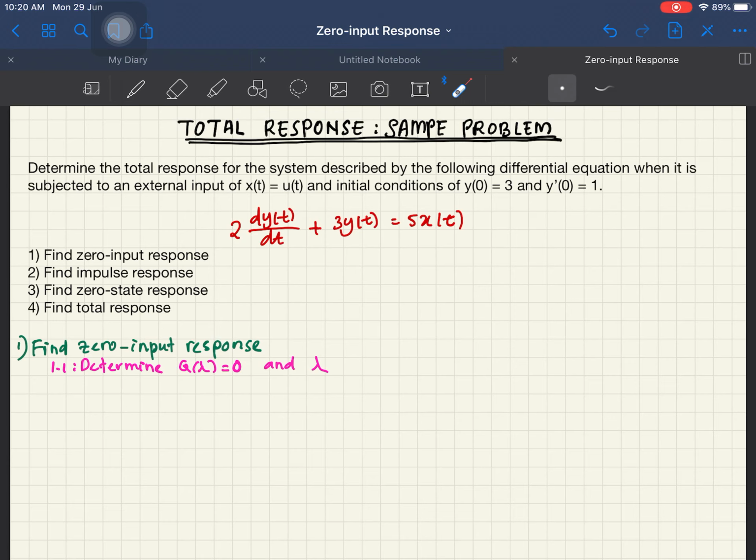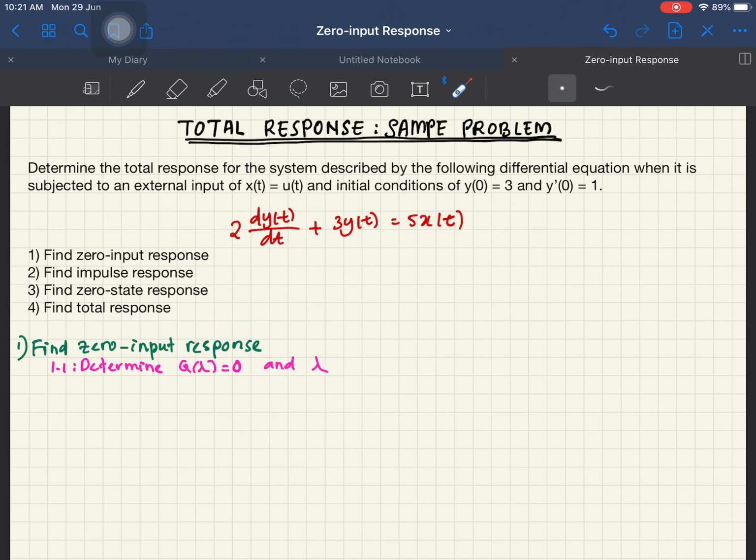In this video, I will show you the solution to a sample problem on how to find the total response of a linear differential system. The question is given here, where you are asked to determine the total response for the system described by the following differential equation when it is subjected to an external input of x(t) equals u(t) and initial conditions of y(0) equals 3 and y dot(0) equals 1. So this is the differential equation that describes the system.